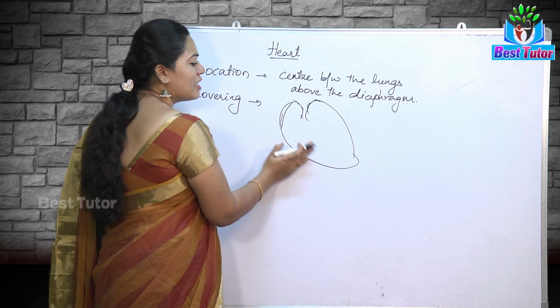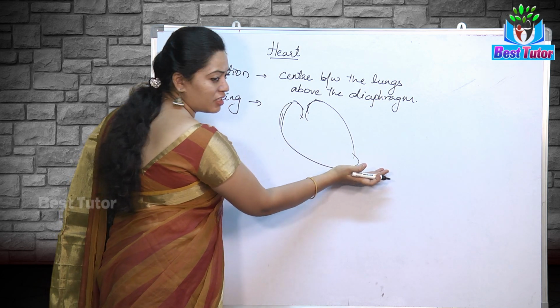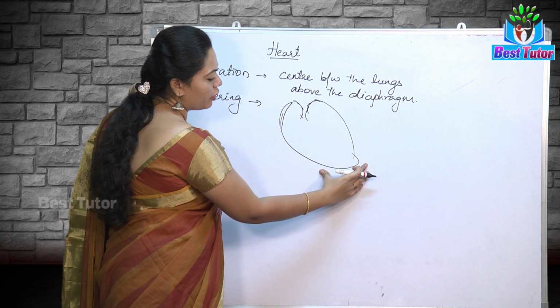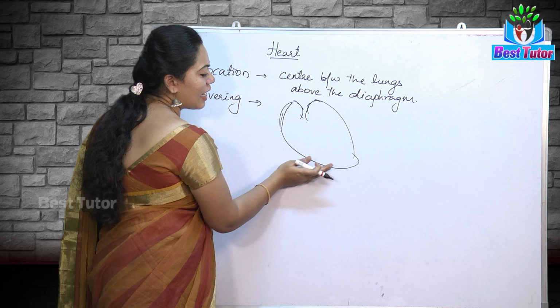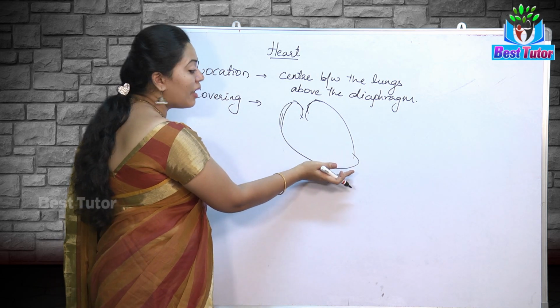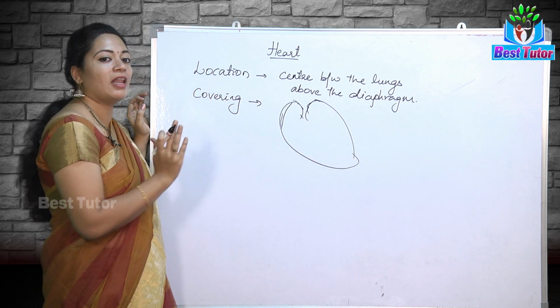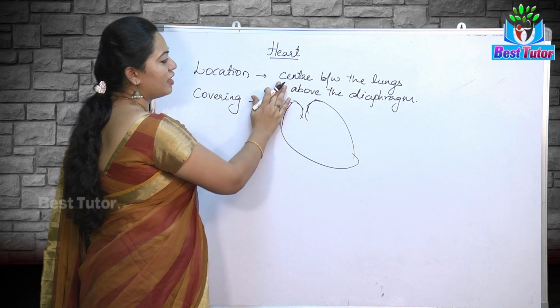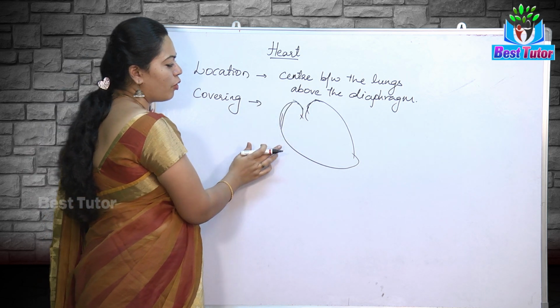So the heart is slightly towards our left side, the conical, lower part of the heart. If you examine, it's slightly toward the left side. That makes us feel that the heart is on the left side. But actually the heart is at the center between the lungs above the diaphragm.